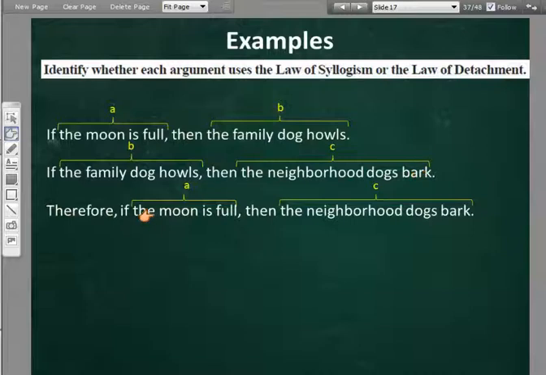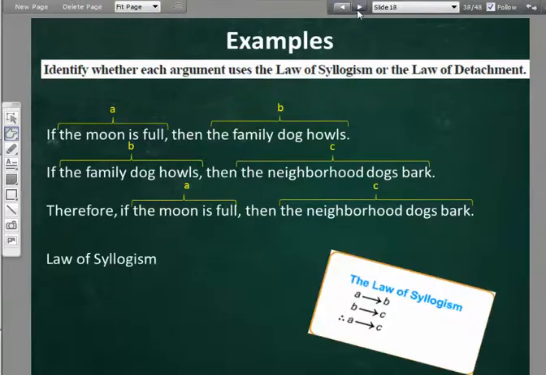Therefore, if the moon is full matches A up here at the top, then the neighborhood dogs bark is C, and it matches C there. So you have to remember, if A then B, if B then C, therefore A then C. So there's a whole lot going on there. Usually when there's a whole lot going on, you're dealing with the law of syllogism.